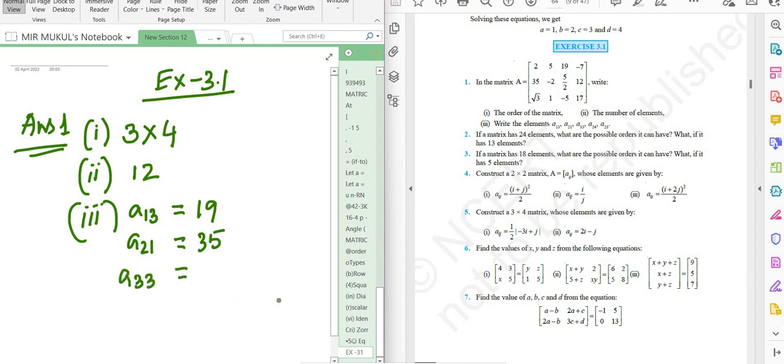Third row, third column: minus 5. Good. Then A24, second row, fourth column: 12. Then A23, second row, third column: 5 by 2. So easy.